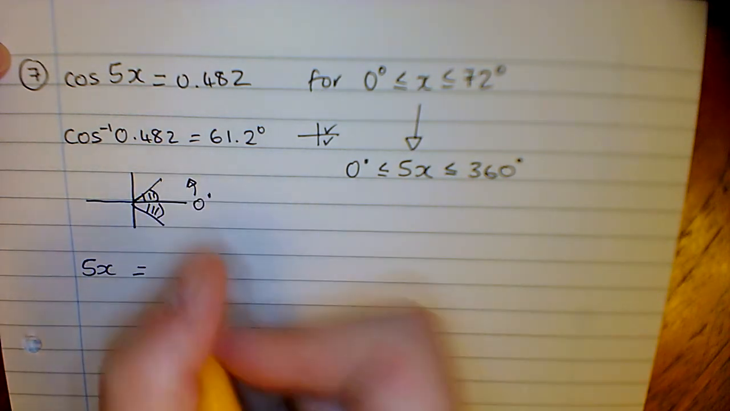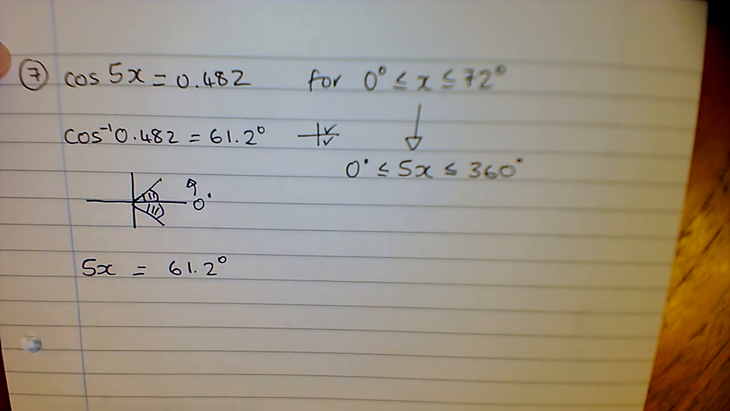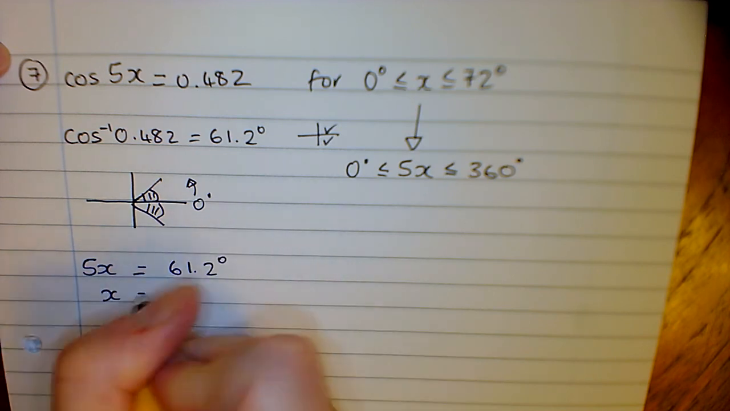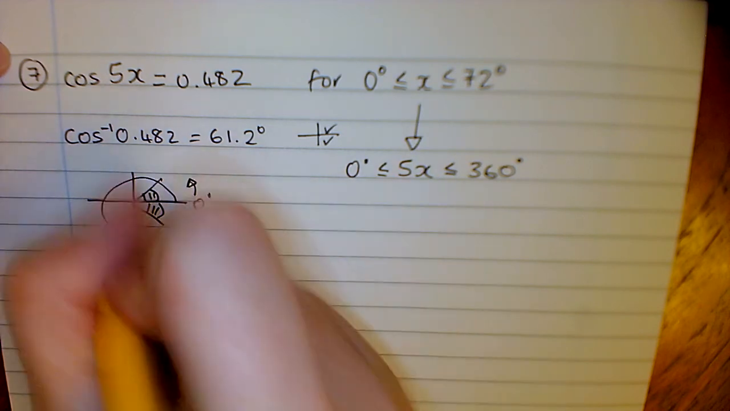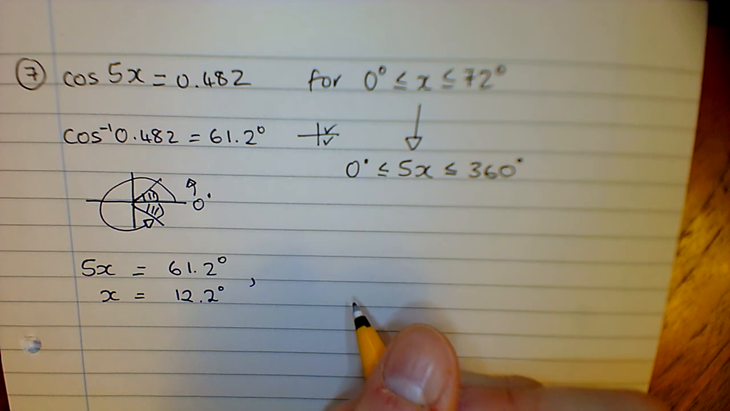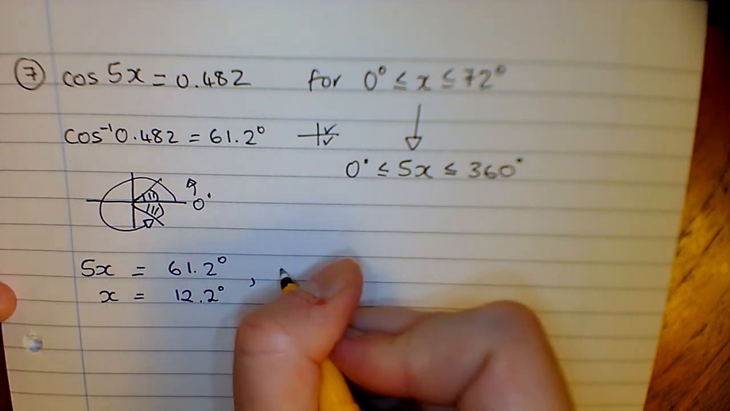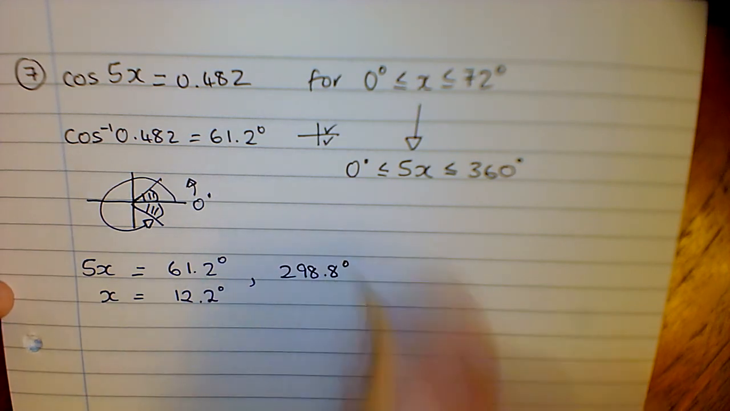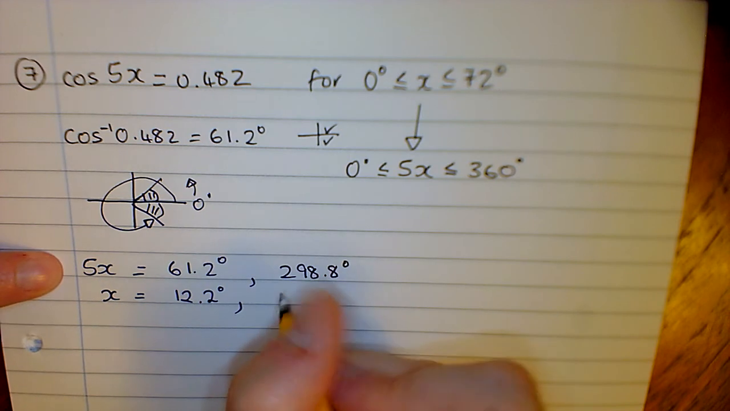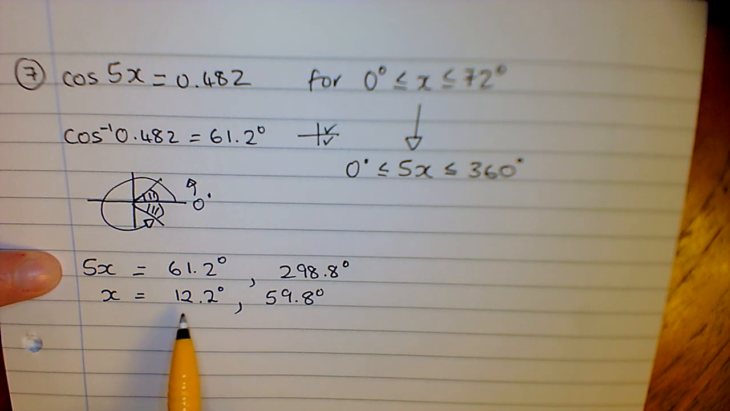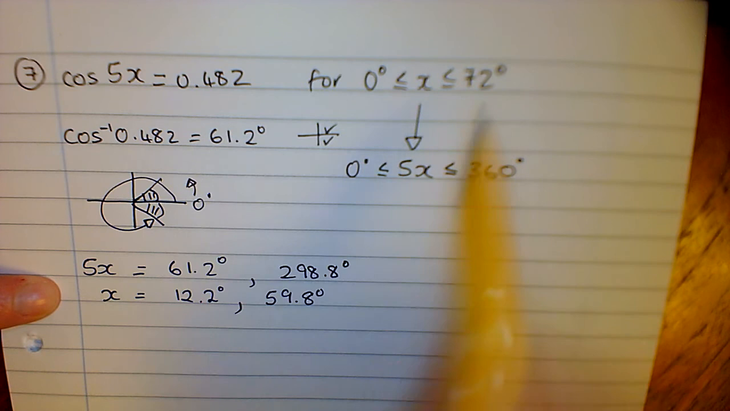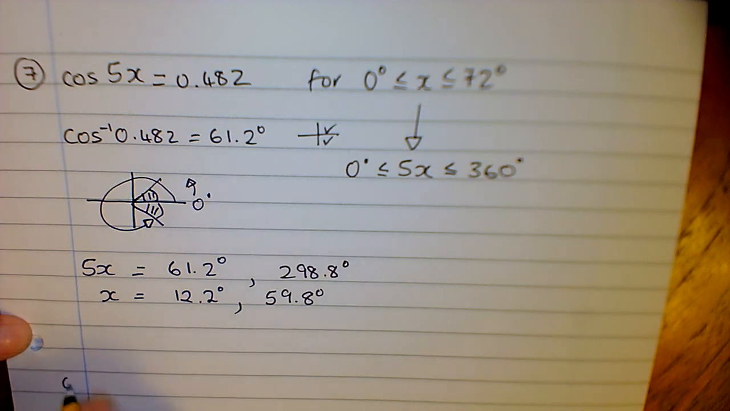So round to our first line, we get our 61.2, so that's 5x. So divide that by 5 and you will get x. Then round to our second line, that will be 360 take away 61.2, so that gives us 298.8. That's 5x, and then divide it by 5 and we get 59.8. Do a quick check to make sure our x values, our final answers, are between 0 and 72, and they are, so we can be fairly sure we're right.